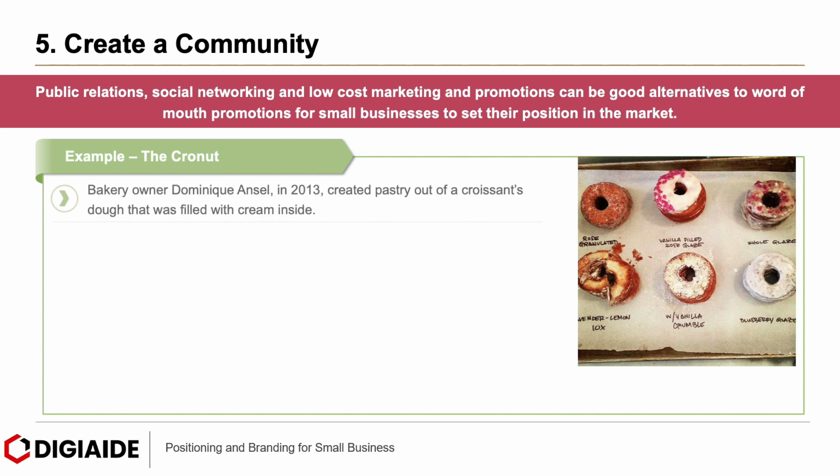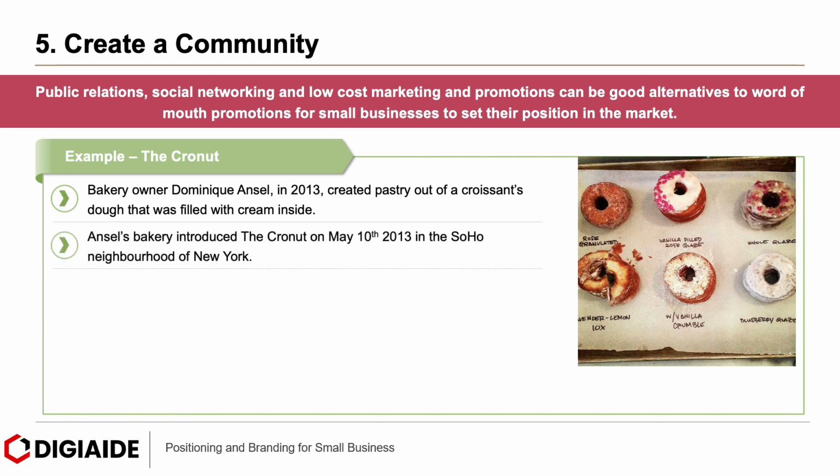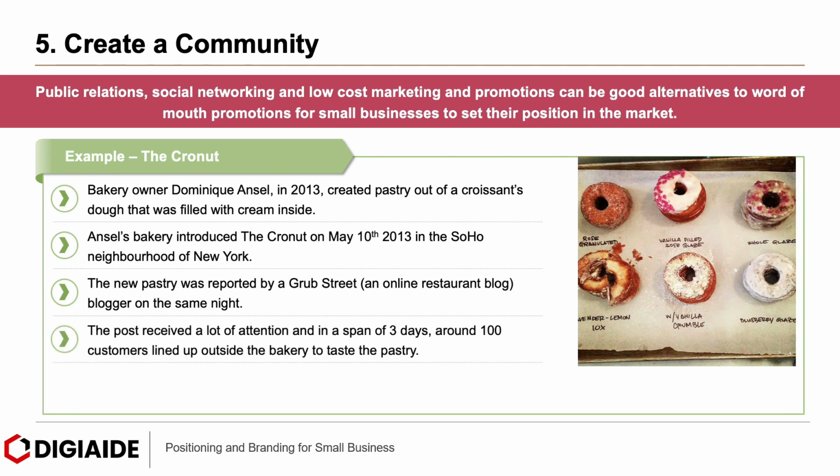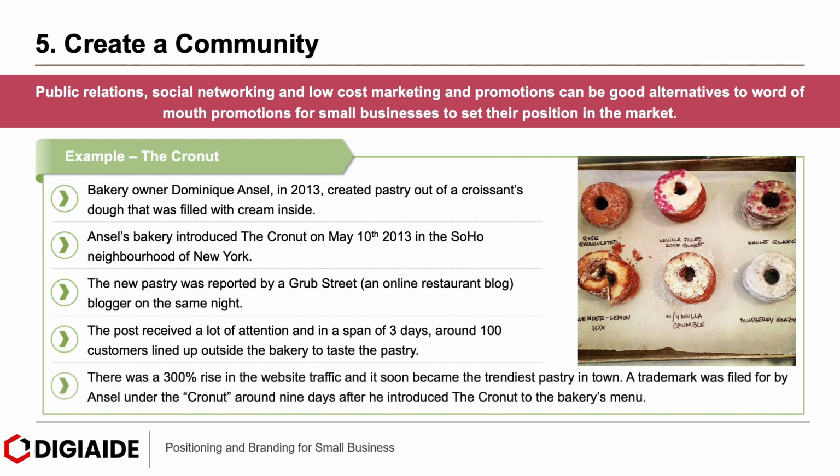Example, the Cronut. Bakery owner Dominique Ansel in 2013 created a pastry out of croissant dough that was filled with cream inside. Ansel's Bakery introduced the Cronut on May 10, 2013 in the Soho neighborhood of New York. The new pastry was reported by Grub Street, an online restaurant blog, on the same night. The post received a lot of attention, and in the span of 3 days, around 100 customers lined up outside the bakery to taste the pastry. There was a 300% rise in the website traffic, and it soon became the trendiest pastry in town.